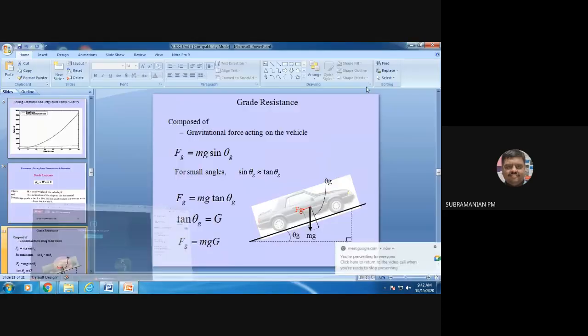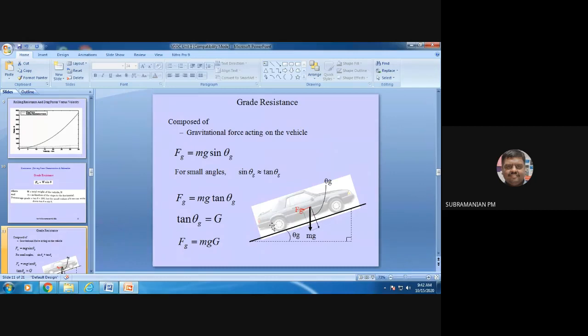Now see, for grade resistance, the car is traveling over a slope. That is the slope, and this angle is theta. My car is going over a slope. What will happen? My weight component will act like this, and it can be resolved into two components: one along the slope and another perpendicular to it.